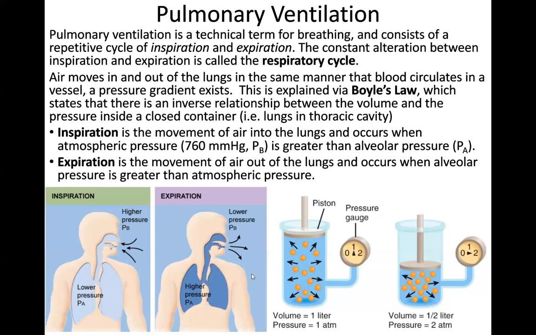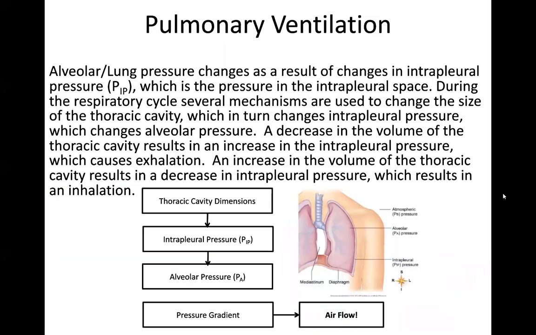When we expire, we move air out of the lungs, and this occurs when the pressure inside our lungs, in the alveolar spaces, is now greater than the atmosphere. So P sub A has to be greater than P sub B to push the air out. So how do we change those pressures? We have to change the dimensions. And we have to contract mainly our diaphragm, as well as some other muscles, or relax them. And we'll see here in just a second.